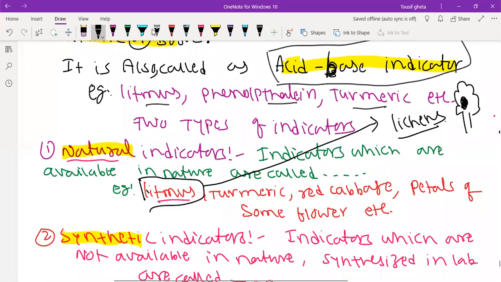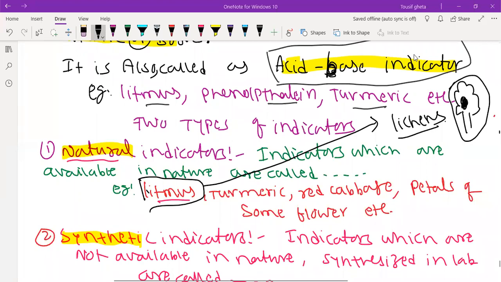And one more thing, lichens will grow only where the air is pure. Where the pollution is more, like Delhi, a lot of pollution, in those cities the lichens will not grow. The lichens will grow only in a pure environment. So wherever lichens are there, you can say it is a pure environment. Understood, Naveen Kumar? Litmus is obtained from which plant? Litmus is obtained from lichens.